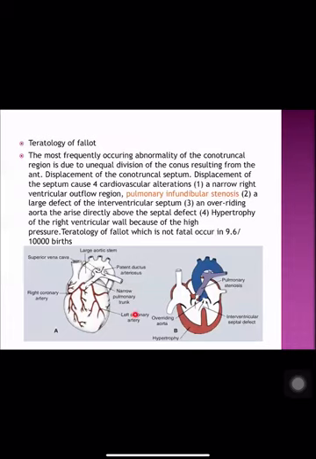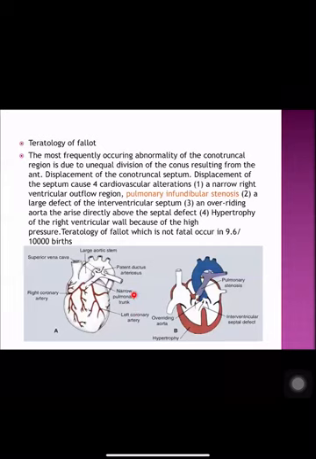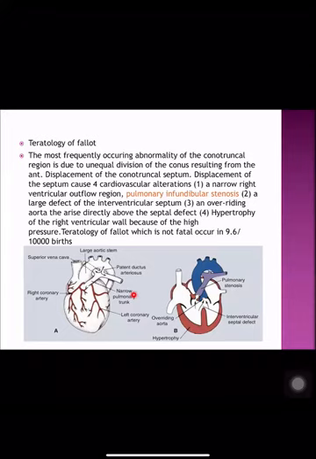Now, teratology of valve. This is the most frequent abnormality of the conotruncal region, that is, the outflow tract region.